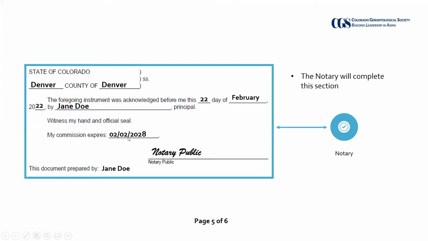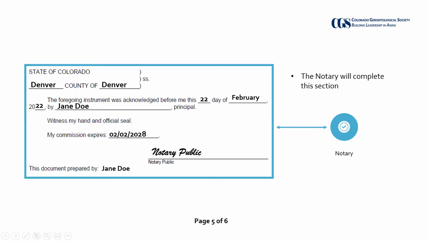Just make sure that when it is completed, the commission date has not expired, is up to date, and your document is good. The notary will sign the form and they will say who completed the form. So if you completed the form yourself, then it would be you. In this case it is Jane Doe, and they will include their notary seal.